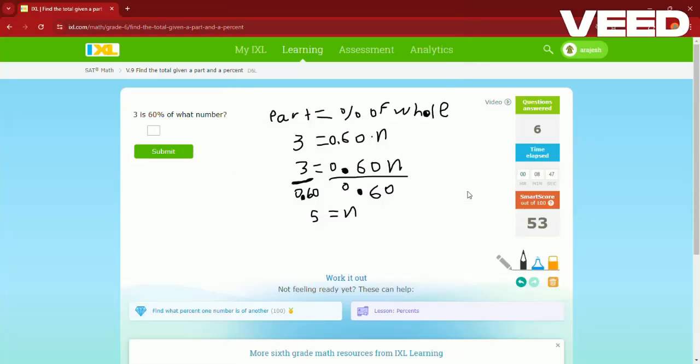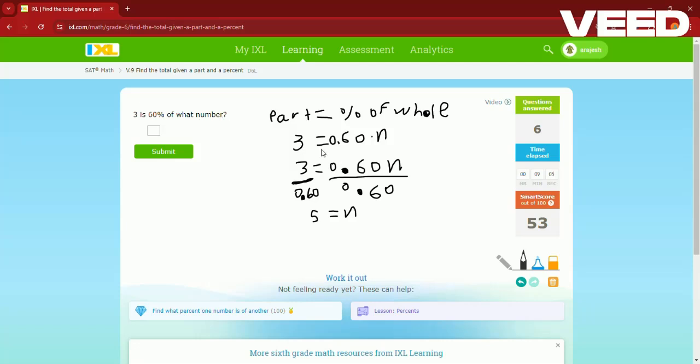Okay guys, this is our second part, which means it's our intro. Sorry about the questions, but let's get to it. 3 is 60% of what number? We're going to do the second method. Part is equal to percentage of whole. So we're going to do substitution.